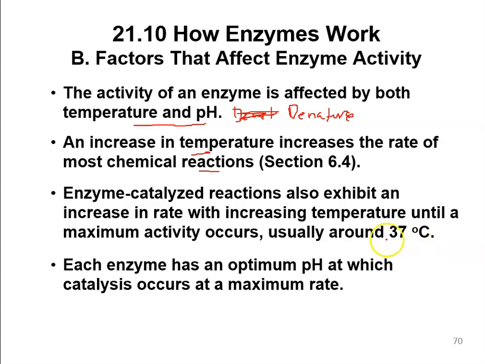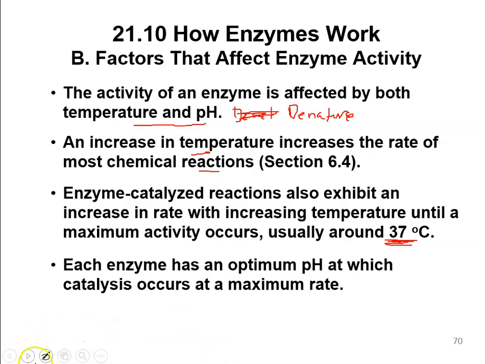Actually, they have it right here. They say over 37 degrees Celsius. They say that enzyme catalyzed reactions also exhibit an increase in rate with increase in temperature until a maximum activity occurs. So anything above that, you are pretty much going to be in a lot of trouble. Each enzyme has an optimum pH, so our pH you can't change. It's basically saying that enzymes can work in a very specific pH range and in a temperature range. And having a temperature way too high can cause a lot of issues.